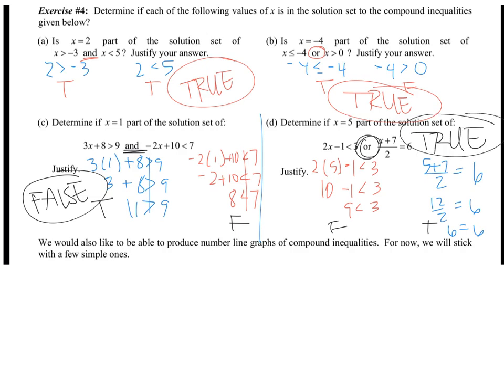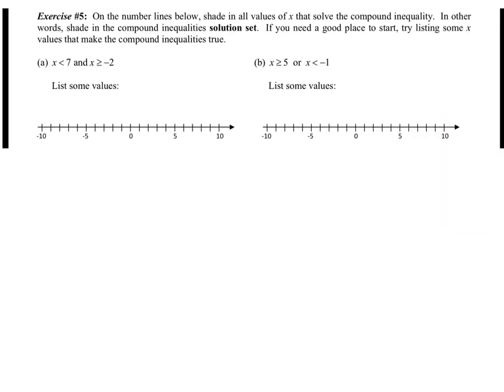We would also like to be able to produce number line graphs of compound inequalities. For now, we will stick with a few simple ones. So we're going to shade all values of x that are in the solution set. So x is less than 7 and x is more than or equal to negative 2. So we need to think of something that's less than 7 but more than negative 2. Well, 6 is less than 7 and more than negative 2. 3 and 0. All of those are true.